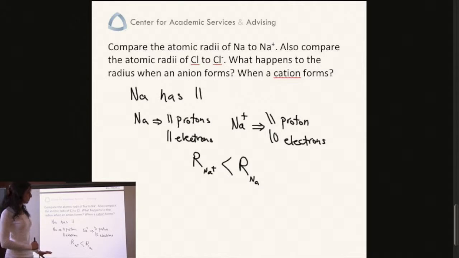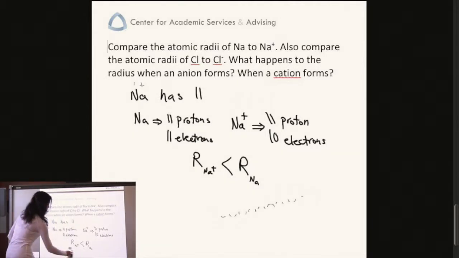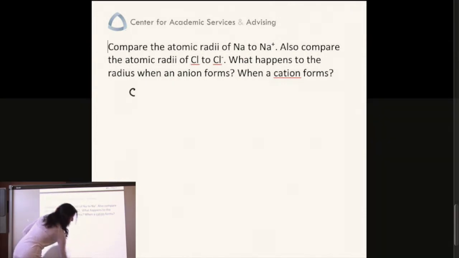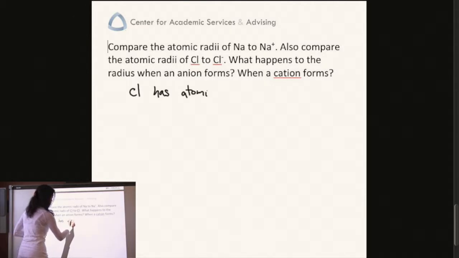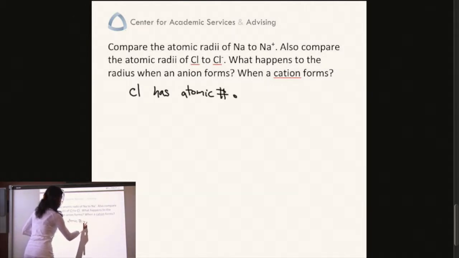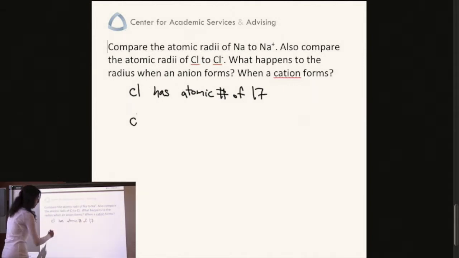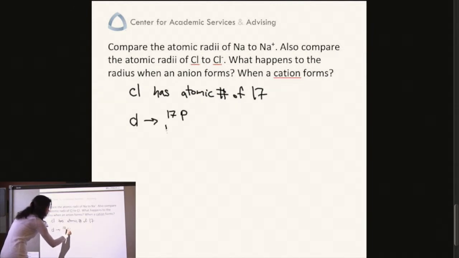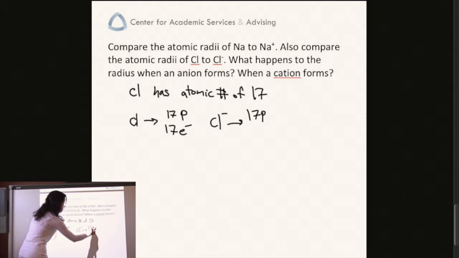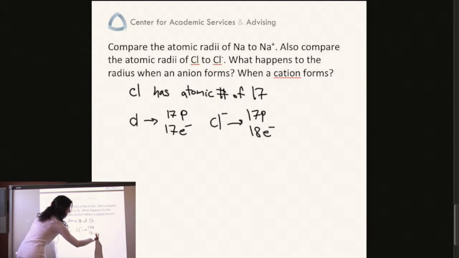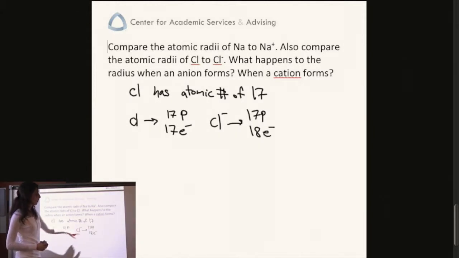Now, in the case of chlorine, let's go ahead and take a look at that one. Chlorine has an atomic number of 17. That means that for a neutral chlorine atom, we have 17 protons and 17 electrons. For a chloride ion, we have 17 protons still, it's still a chlorine atom, and this time we have 18 electrons because it's a -1 charge, so we have one more electron.